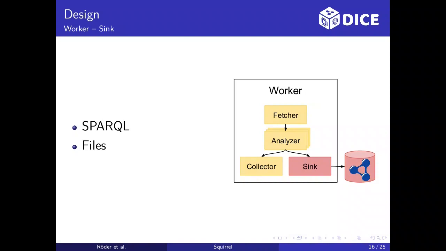We have two implementations at the moment. One is a SPARQL client that inserts the data into a triple store. The other one is a file-based sink.